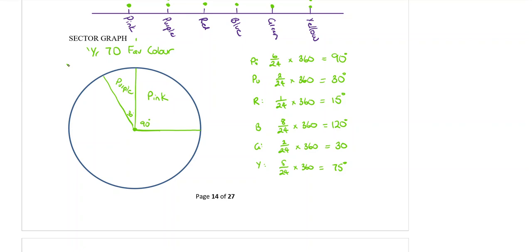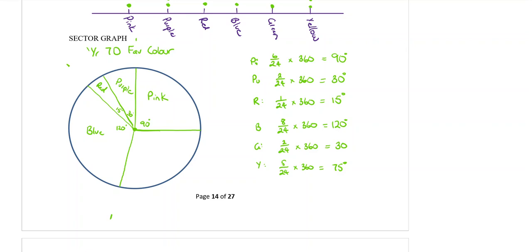Put a mark on the edge and rule out. So if we write it in, I think we just have enough room. Red, 15 degrees. Blue is a big one. That's 120 degrees. Remember to keep it all very, very accurate. Put a mark at 120. Rule from the center to the edge. So that's blue at 120 degrees.